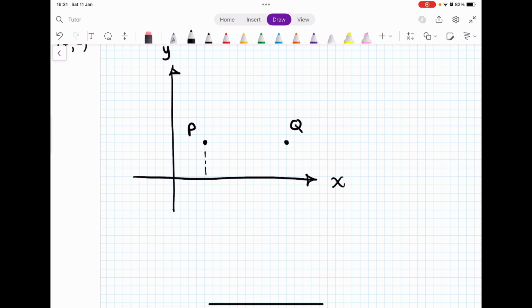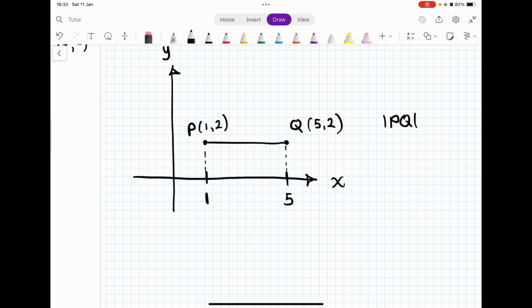Okay, let's just say P has an x-coordinate of 1 and Q has an x-coordinate of 5. So, the line between P and Q we can represent as PQ. So what is the midpoint of this line? So if the coordinates of P are (1, 2), and the coordinates of Q are (5, 2), because we've moved across on the x-axis, but the y-coordinate is staying the same. So what is the midpoint of this?